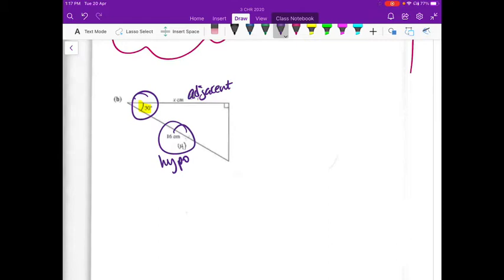Cosine? Cosine, C-A-H, right? Car, A and H. Yes, we have that. So cosine 30 degrees equals our adjacent, which is x over 16.